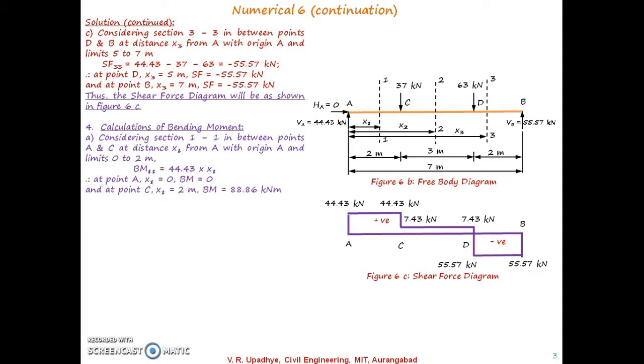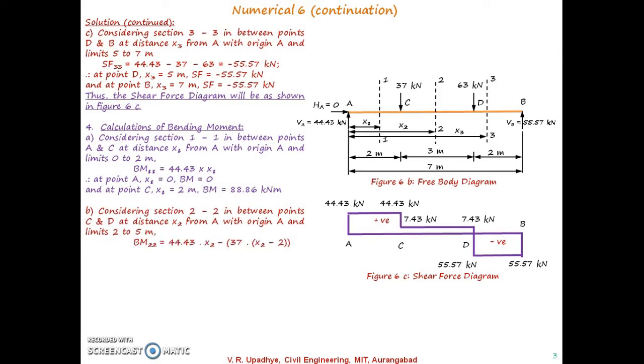If we go beyond C, between C and D, for section 2-2, we will have the equation for bending moment 2-2 as follows. If we consider the left part of section 2-2, we have two forces on the left part, so the first term will become 44.43 into x2. That is, 44.43 is the reaction at A, and x2 is the distance from A up to section 2-2. And then the 37 kilonewton force, that force is acting at C. Now, section 2-2 is in between C and D. So at C, the distance between C and the section is required to be multiplied.